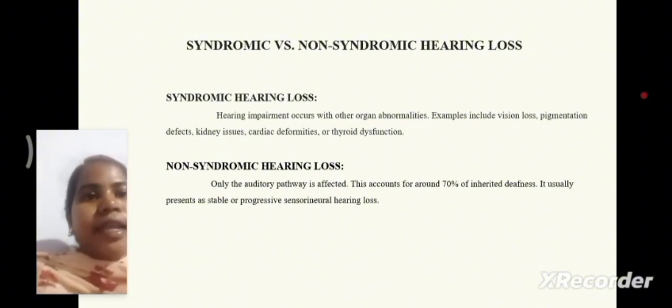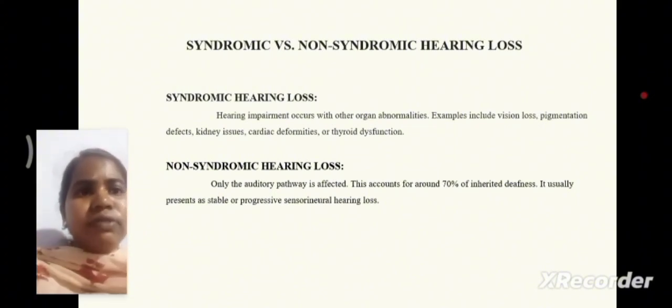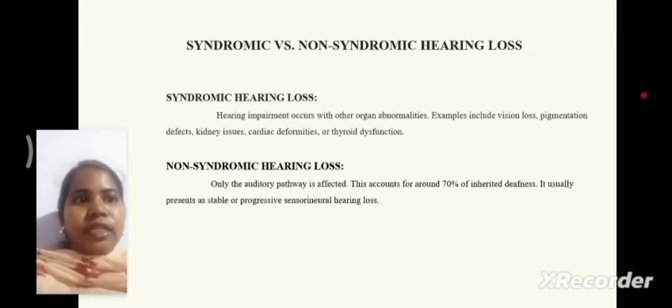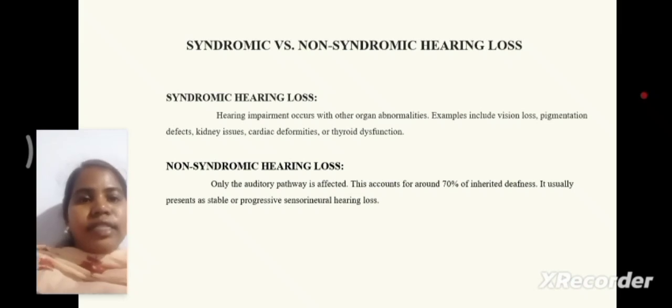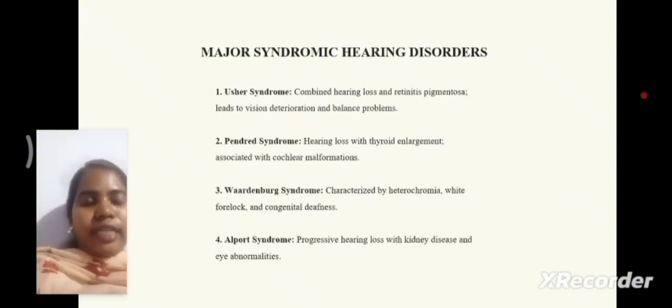There are syndromic and non-syndromic hearing loss. Syndromic is hearing impairment that occurs with other organ abnormalities. Examples include vision loss, pigmentation defects, kidney issues, cardiac abnormalities, and thyroid dysfunction. In non-syndromic hearing loss, only the auditory pathway is affected. This accounts for around 70% of hereditary hearing loss. It usually presents as stable to progressive sensorineural hearing loss.